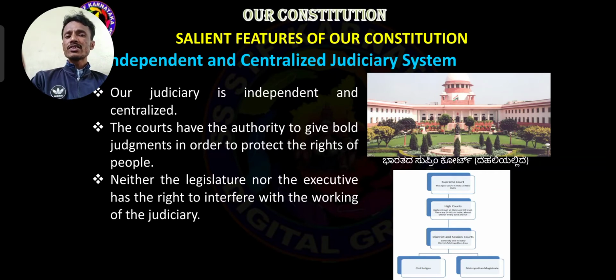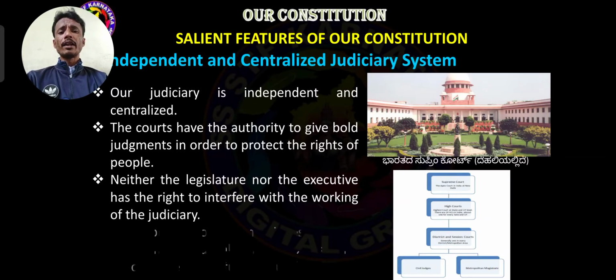Neither the legislature nor the executive has the right to interfere with the working of the judiciary. Even if the High Court or the Supreme Court is not working properly, here the legislature, meaning Parliament, and the administrative department do not interfere. Because this is an independent and centralized judiciary system, not a dependent one.